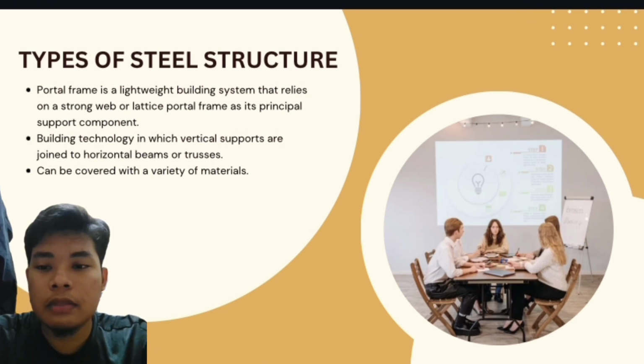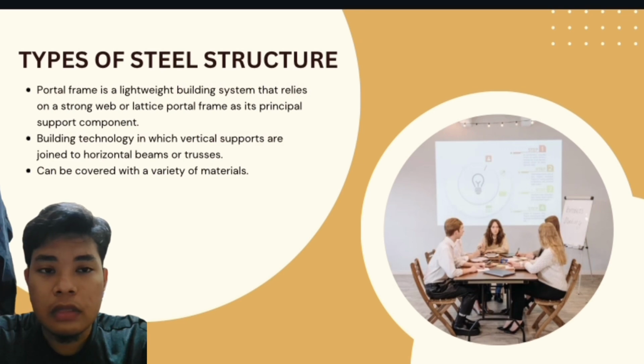The second one, a portal frame is a building technology in which vertical supports are joined to horizontal beams or trusses by permanent connections that have built-in moment resistance. Some of the bending force in the rafters is passed to the column due to these extremely strong and inflexible connectors. This means that the rafter size can be lowered while the span can be raised, an approach for large span structures.